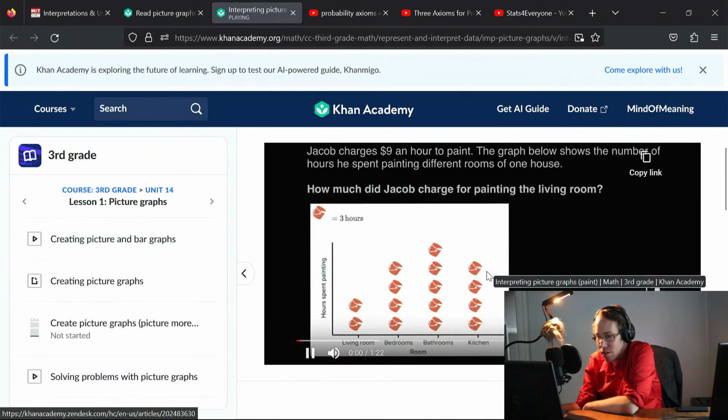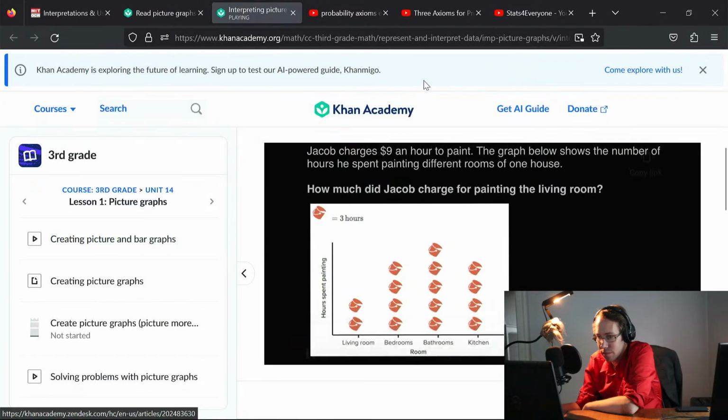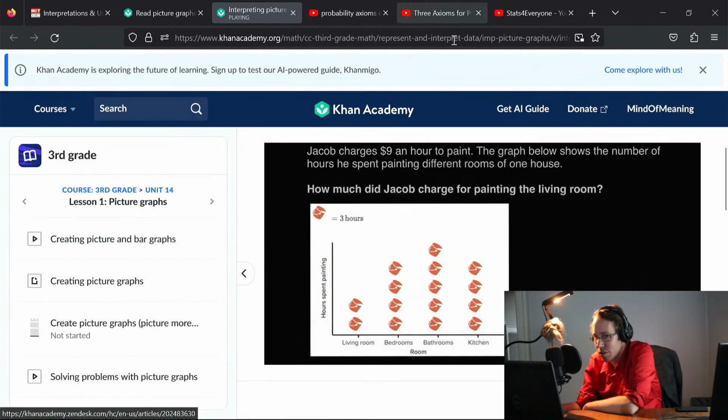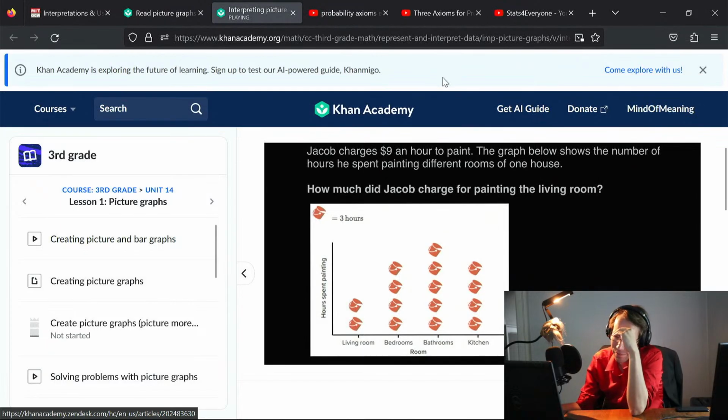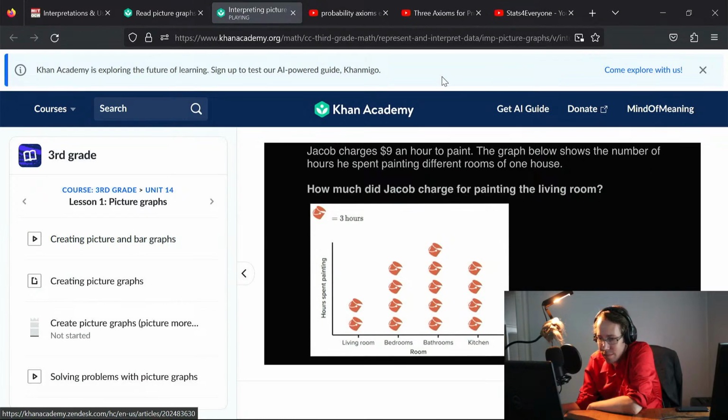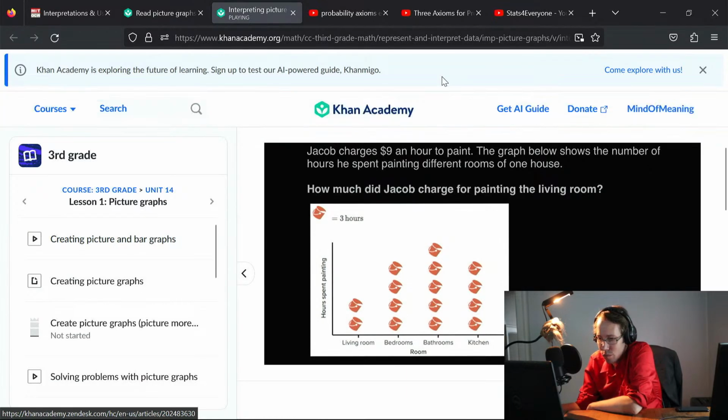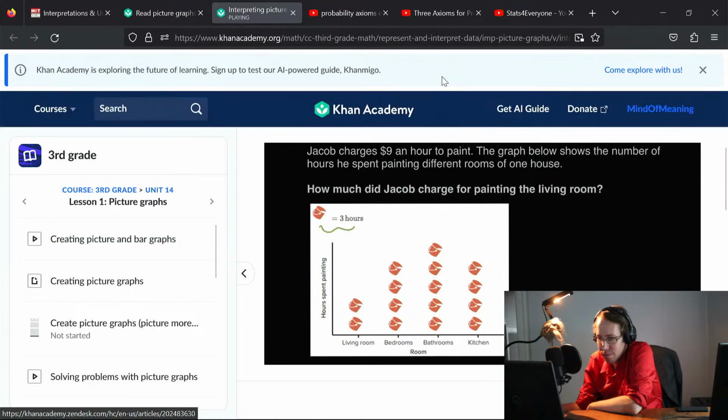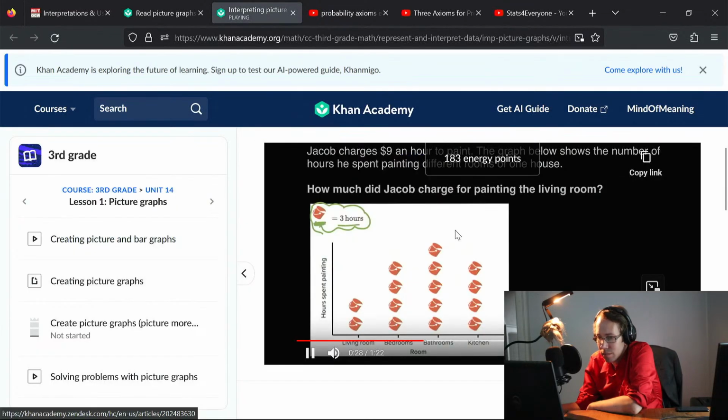Oh, Jacob charges $9 an hour to paint. The graph below shows the number of hours he spent painting different rooms of one house. How much did Jacob charge for painting the living room? Oh, I love it. So here's the graph. This is a picture graph, or pictograph, and it shows us how much time Jacob spent painting different rooms of a house. One super important thing is this little key right here that tells us each of these paint buckets is 3 hours of time.